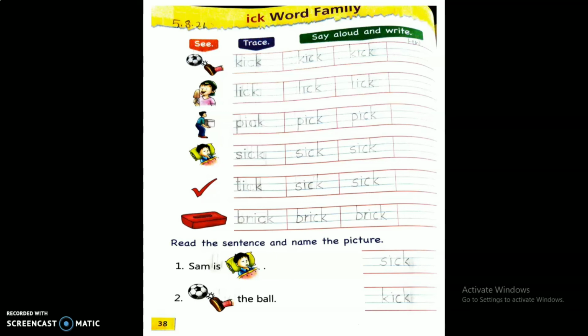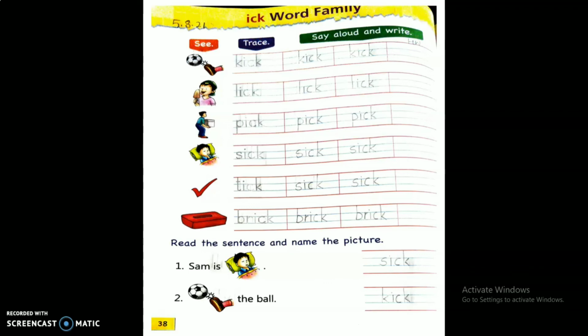So I hope you have all read these words very nicely. Whenever you see these kinds of words, you should immediately click. Br-ick brick. Okay? Read the sentence and name the picture.